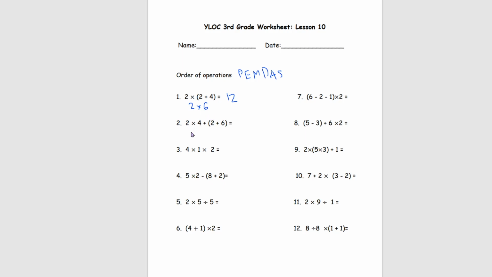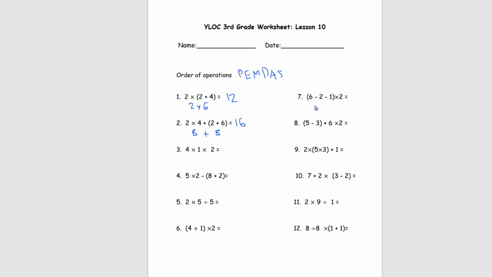For number 2, we have 2 plus 6 inside the parentheses. So we do 2 plus 6, which equals 8. And then we do 2 times 4 first, because we don't want to add them yet. So we get 8. Then we add 8 plus 8, and we get 16.